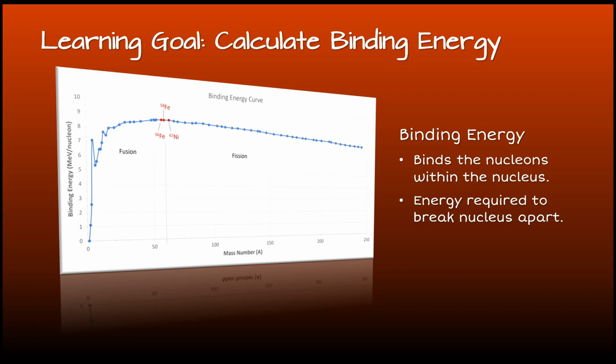If we look at this binding energy curve of MeV per nucleon as a function of isotope mass number, we see that it peaks at a mass around 60 units. Binding energy is one measure of nuclide stability. And the higher the binding energy per nucleon, the more stable the nuclide is.